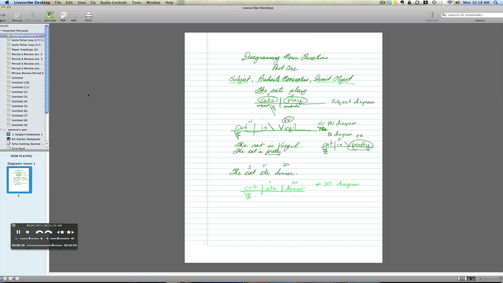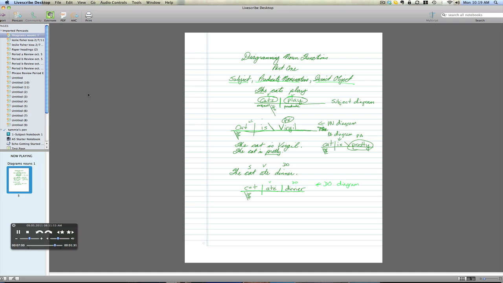So how do we diagram that? Well, we're going to start the same way. Divide our line here. Cat, again, is the subject. The cat. Put our verb next to the main line here. And now we're going to put a straight line up and down. And on the other side of that, we put the direct object. So you see the difference here.